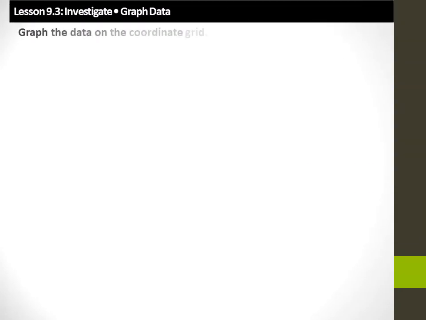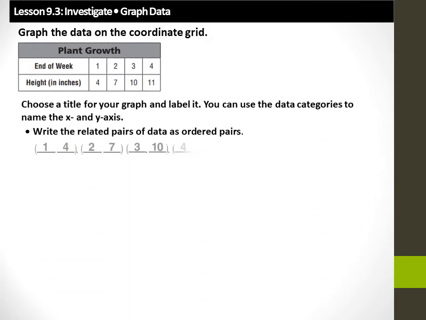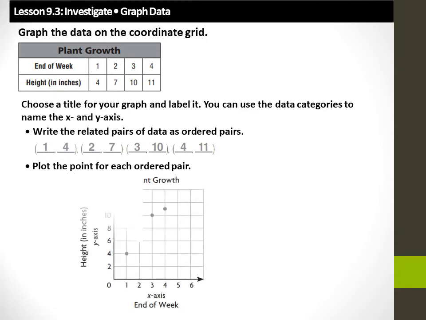Investigate graph data. Graph the data on the coordinate grid. First, you need to choose a title for your graph and label it. You can use the data categories to name the x and y axis. Then you have to write the related pairs of data as ordered pairs.